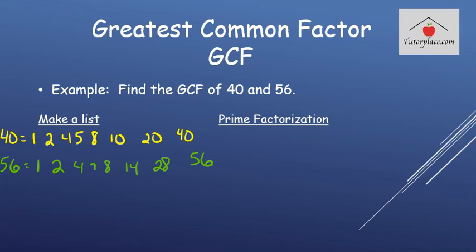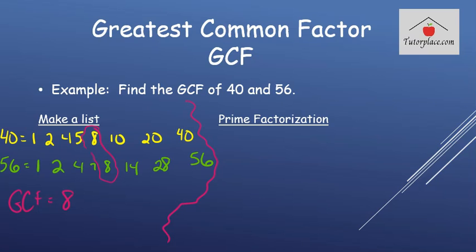So then you just look and see in my list which is the largest number that's in both lists. Looks like that would be the 8 is the largest in both lists. So my greatest common factor here is an 8. Now what I'd like to do is work the problem using the prime factorization just to show you that you'll get the same answer.